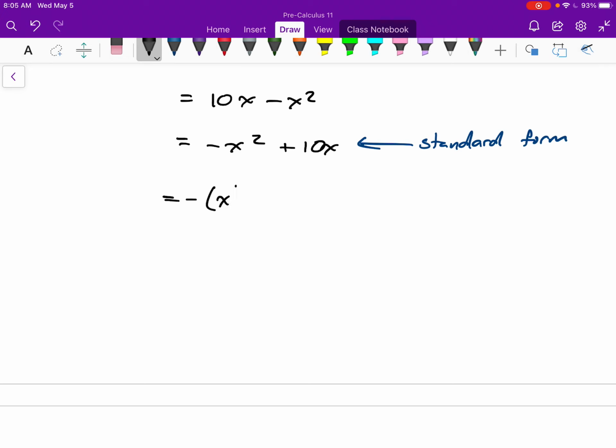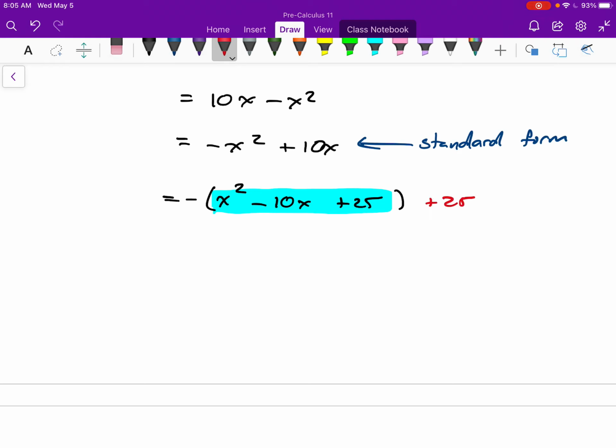So I have x squared minus 10x. Give myself some space. Again, there's no constant term to shove off to the side. If I want to make that a perfect square, I have to take negative 10, chop it in half, get negative 5, and then square it. So I get positive 25. So I have to balance that out by adding 25.